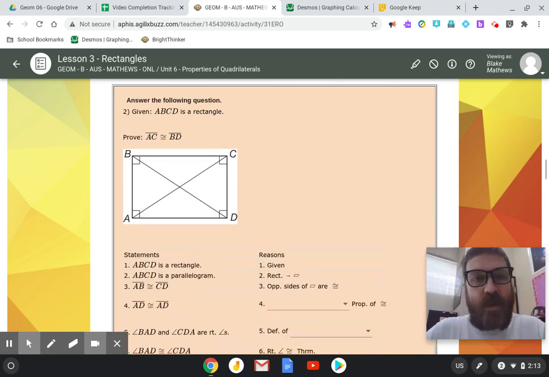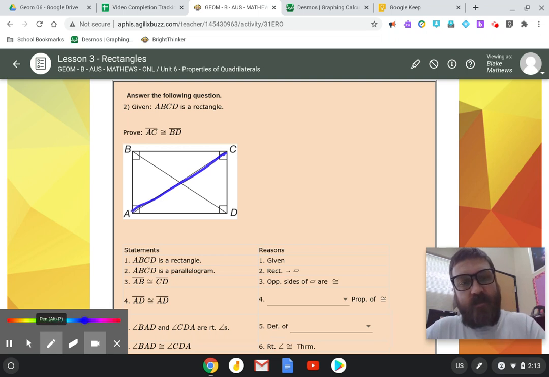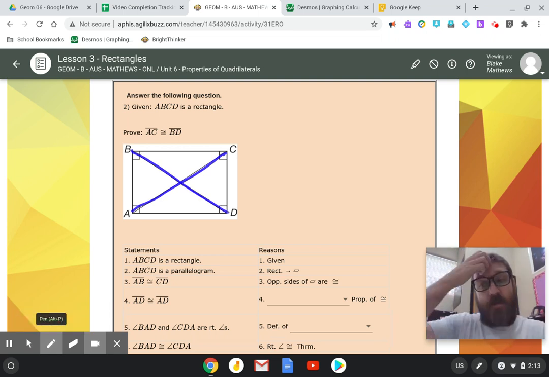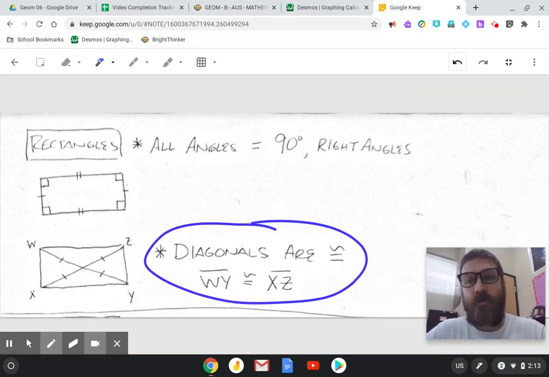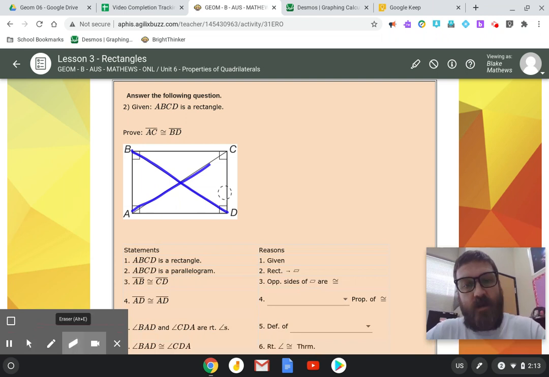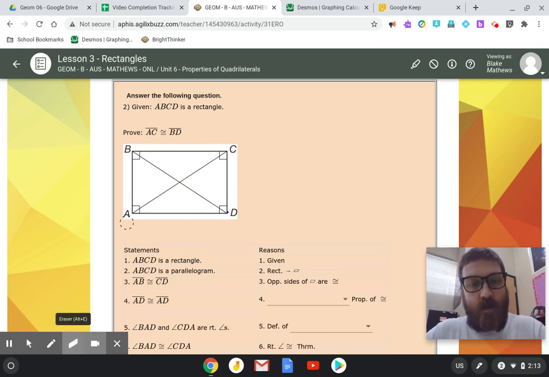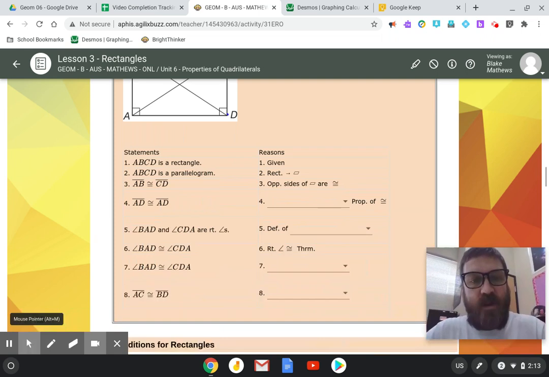Next one. Now it's going to deal with diagonals. You can already see. Given ABCD is a rectangle. Okay, makes sense. We want to prove this, that these are congruent. So we're trying to prove this property of rectangles. Okay, interesting. So we are given the fact that it's a rectangle. Then we say ABCD is a parallelogram. How do we know that? Well, because rectangles are parallelograms. Again, we've proven that up here. That was what we just got done proving. So that's the next statement.